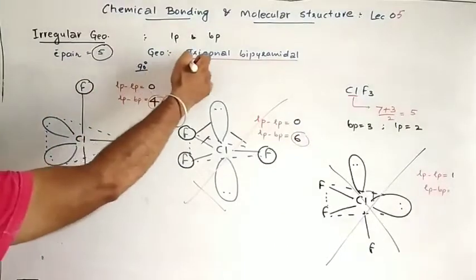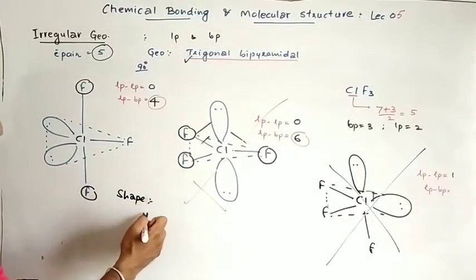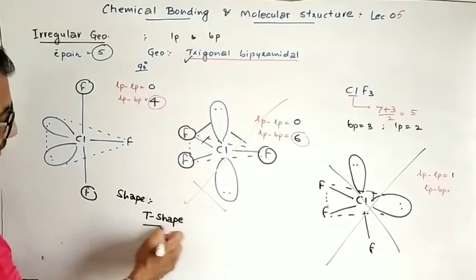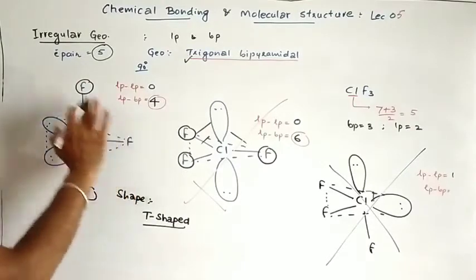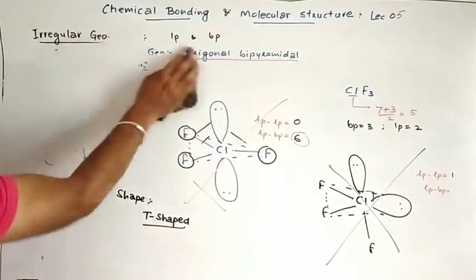Geometry is the same, but what is the shape of this structure? Shape is, you can say, T shape. It is T shaped. But forget about these lone pairs. This is forming a T, so this is T shape. Okay. And moving to 6.